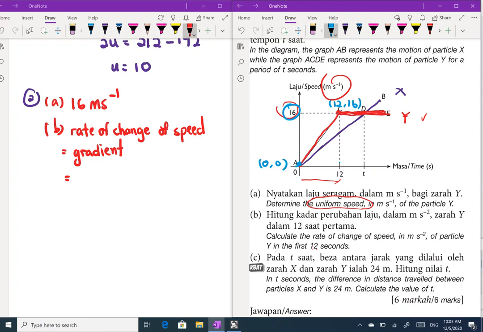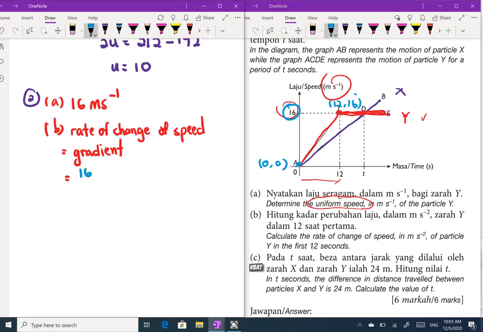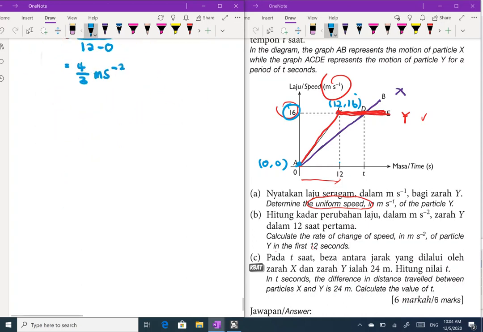So gradient is y over x. Start with y first. So 16 minus 0, over 12 minus 0. So you will get 4 over 3 ms^-2. Question C.